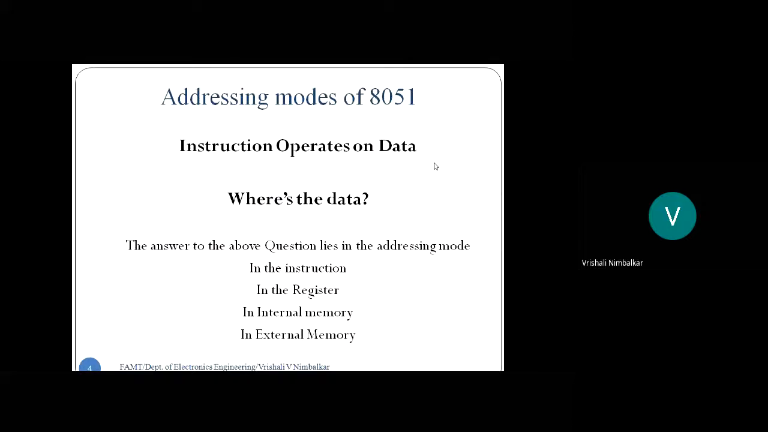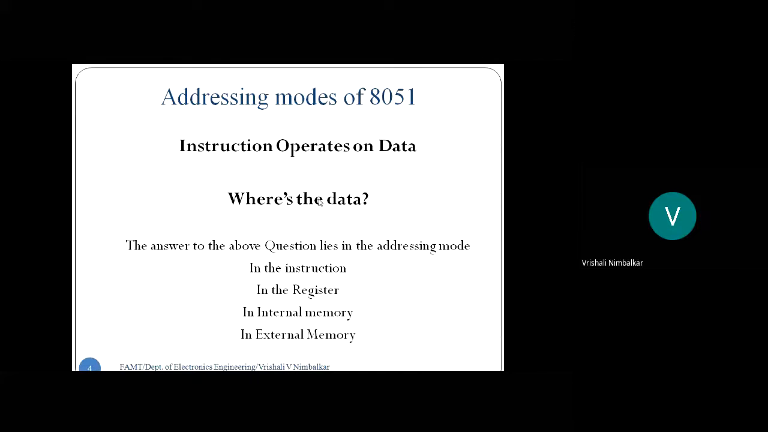Now see, what are these addressing modes? How are they categorized? What information do they give? That is all related to how your instructions operate on data. Data is also called an operand. All your instructions need data on which they do operations. So then where is the data? The answer to this is nothing but addressing mode. Where is the data? The data can be in the instruction itself.